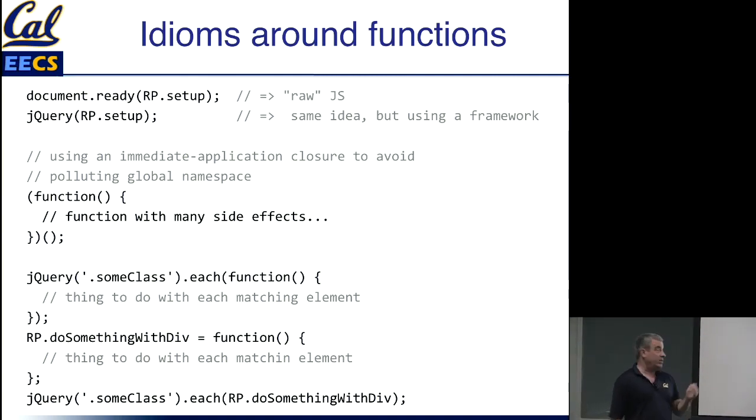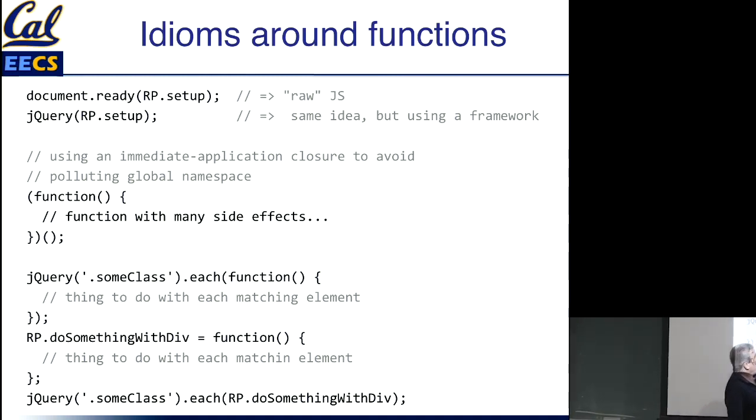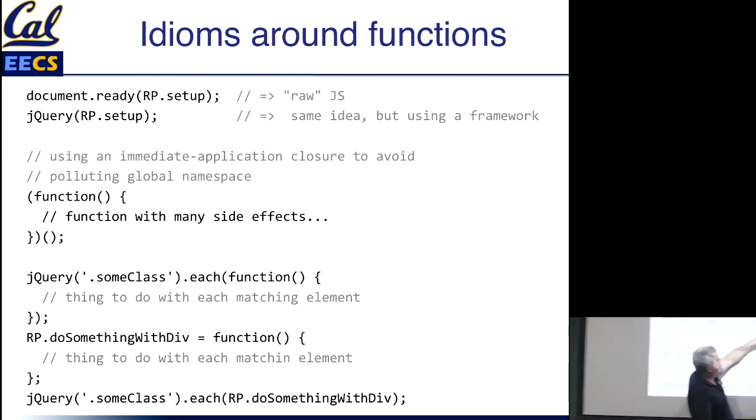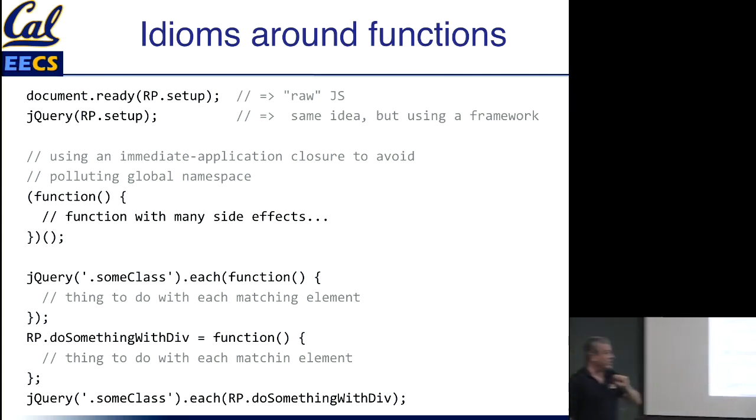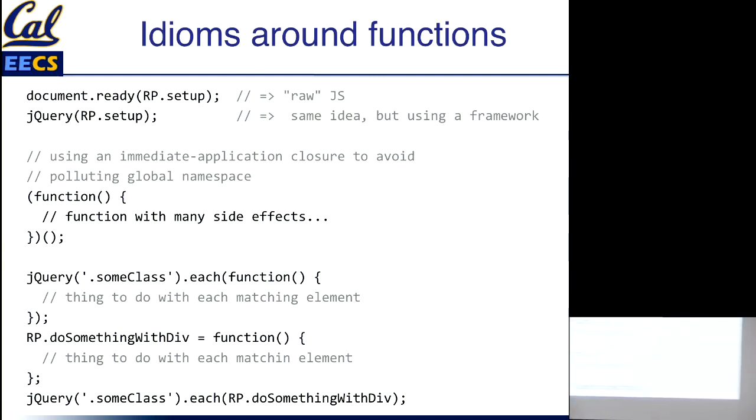Very much like Ruby. In fact, each is a method that is defined, basically in JavaScript, but jQuery defines its own method. In jQuery, you can say something like, find all of the HTML elements that have the CSS class called SomeClass, and then on each of those elements, here's a function saying what to do to it. Actually, this is a typo because there should be an argument here, which is the thing that matches each element.